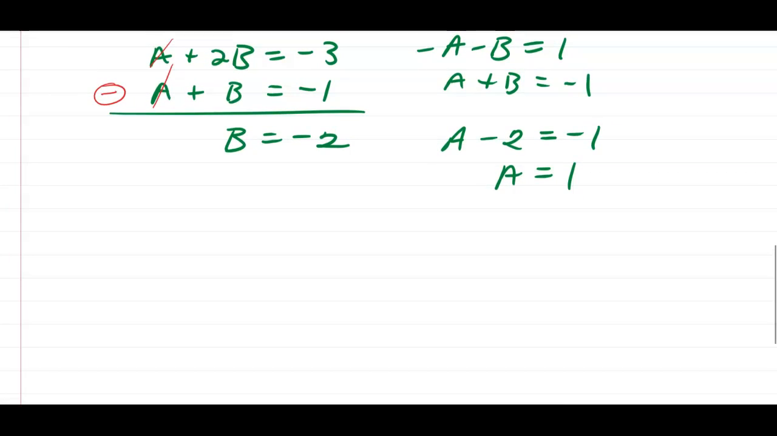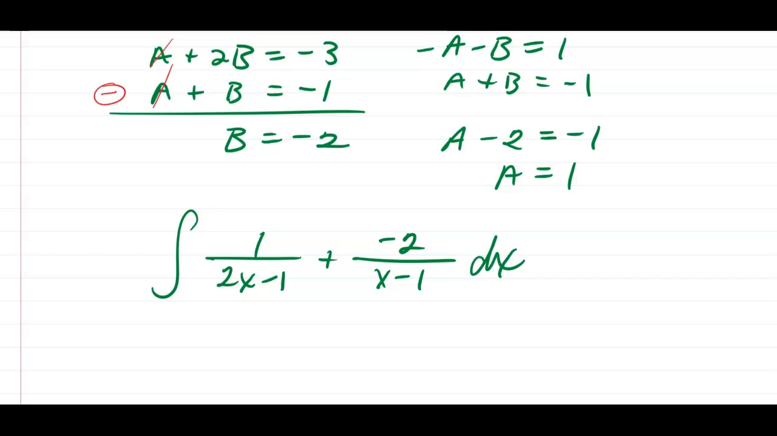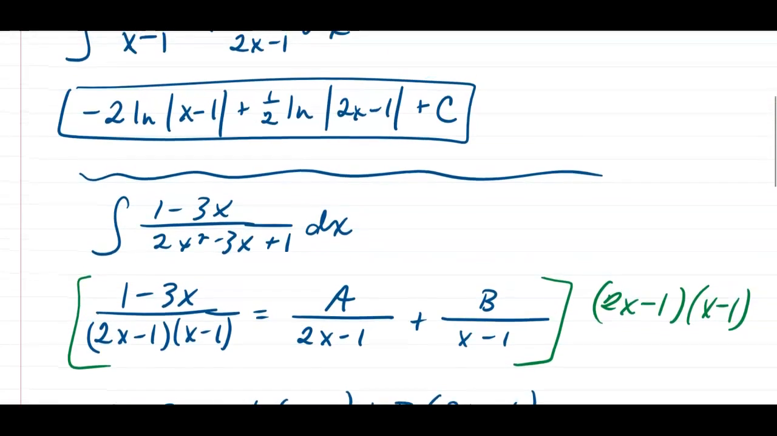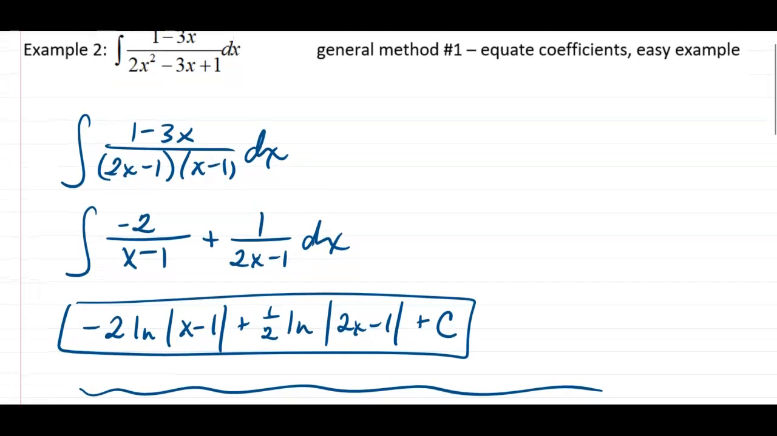And now we can rewrite: a is over the 2x minus 1, and so we're going to put in a 1, and then b is over the x minus 1, and b is a negative 2. And so our integral should look like this. And if we go back up to our earlier work, we see that we did have a 1 over 2x minus 1 and a negative 2 over x minus 1.